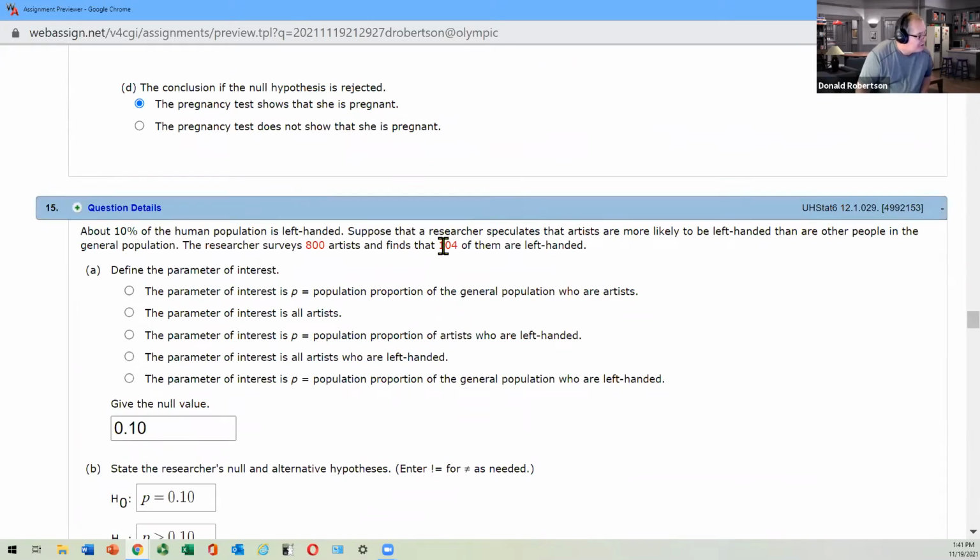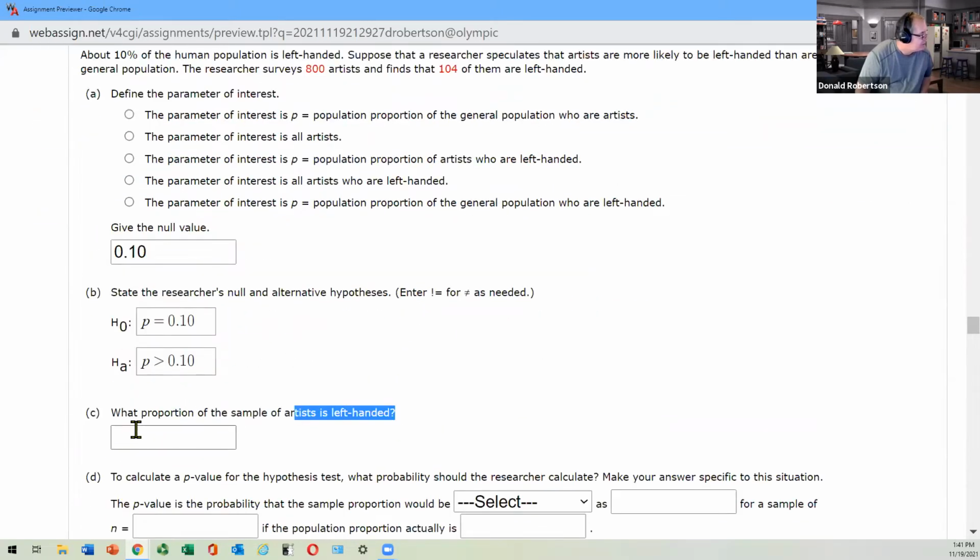And in the sample he got is 108 out of 800. So I'm just doing it on my calculator here. It's 108 divided by 800, and I get 0.135, but at least I hope I do.